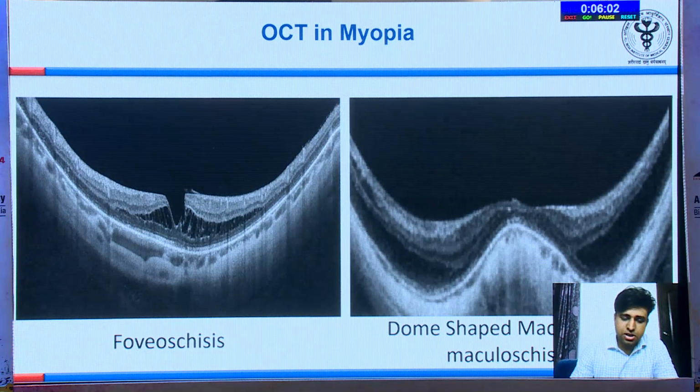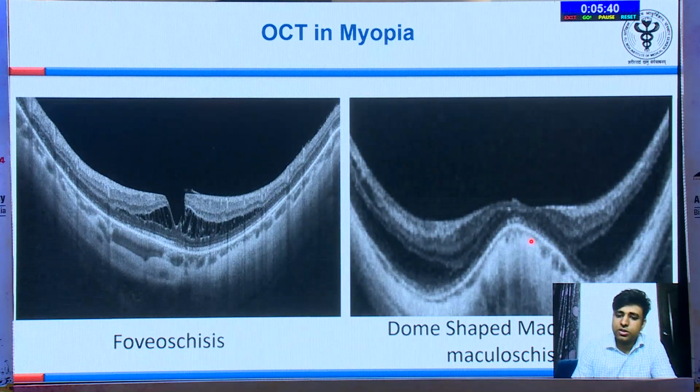Extensive CR degeneration in pathological myopia results in poor contrast, and hence features of myopic traction maculopathy are difficult to pick up without OCT in myopia. In the first scan, we can see there is intraretinal splitting of the retina at the fovea. This is called foveoschisis. In the second scan, we can see a dome-shaped elevation at the center of the macula. This is called dome-shaped macula.